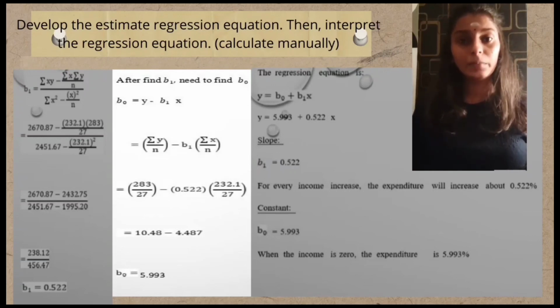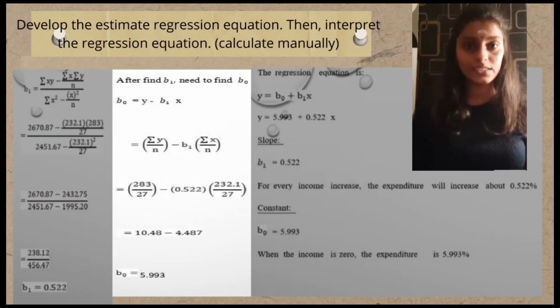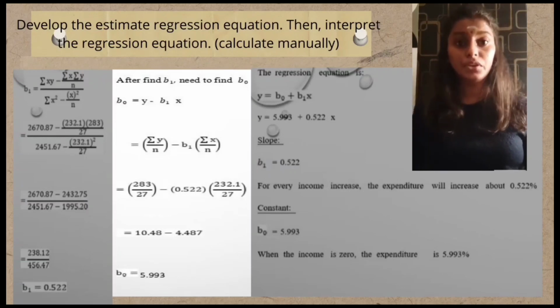So the slope is B1 equals 0.522. For every income increase, the expenditure will increase by about 0.522%, and the constant is B0 equals 5.993. When the income is 0, the expenditure is 5.993%.